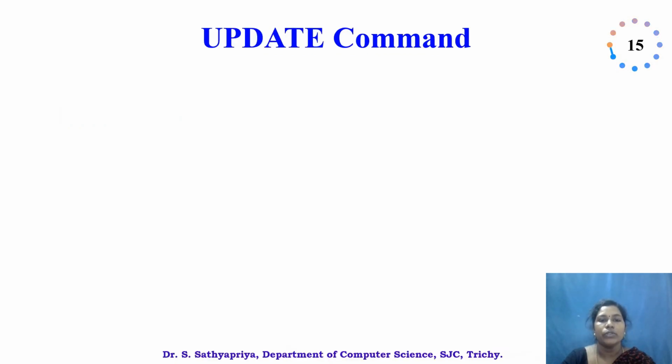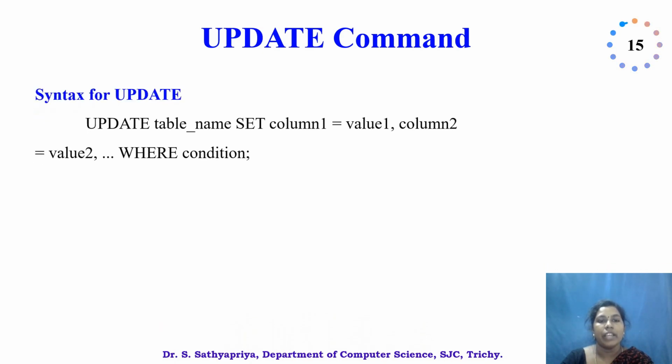The update command is used to change one or more columns of existing records that match a certain condition. The syntax for updating a set of values in the table is update table set column 1 equal to value 1, column 2 equal to value 2, etc. where condition. We can change a number of columns based on the condition.